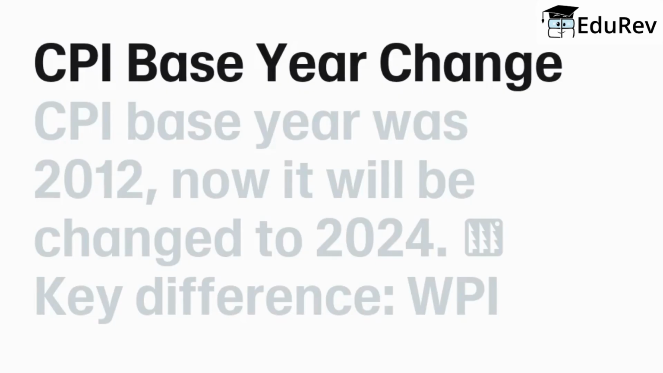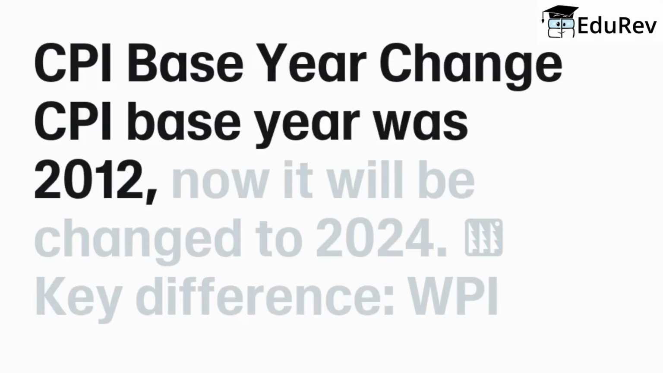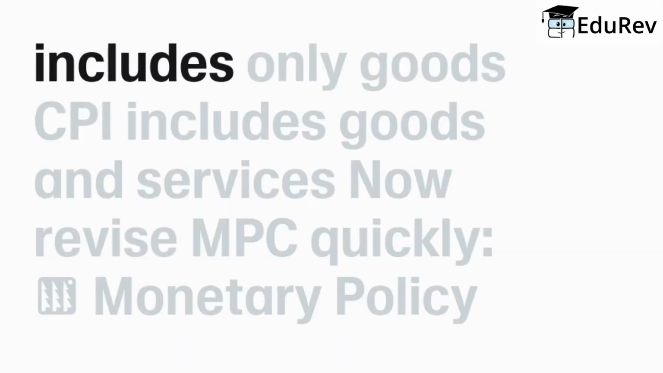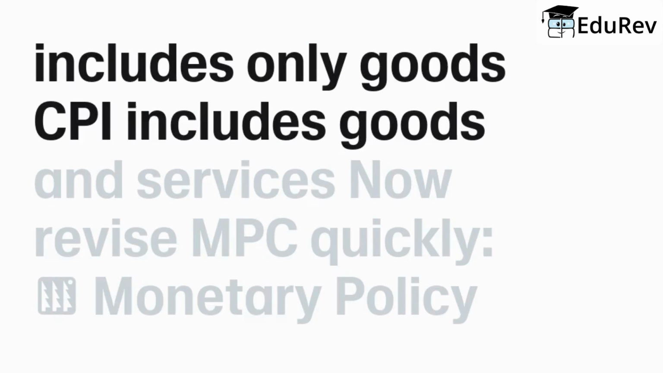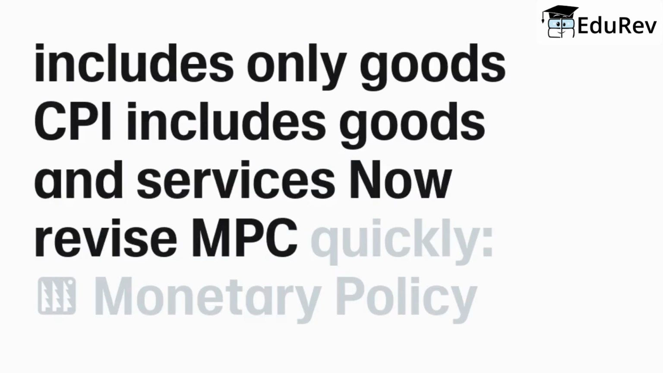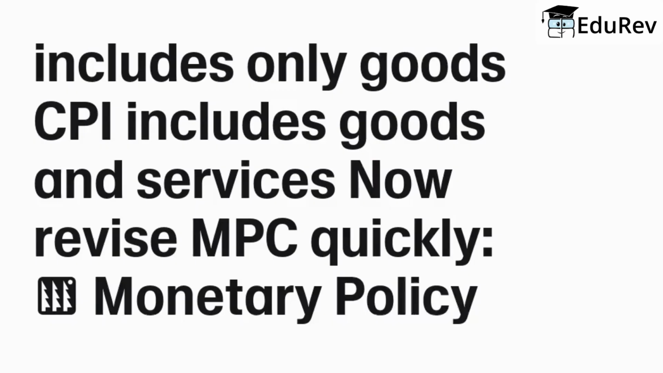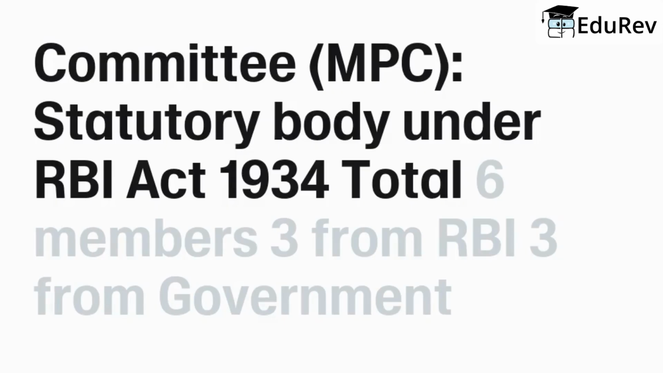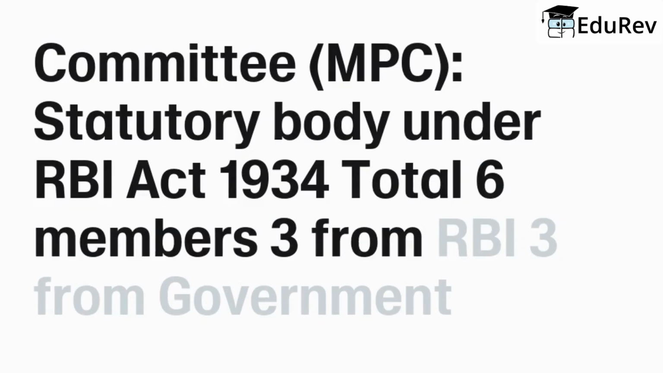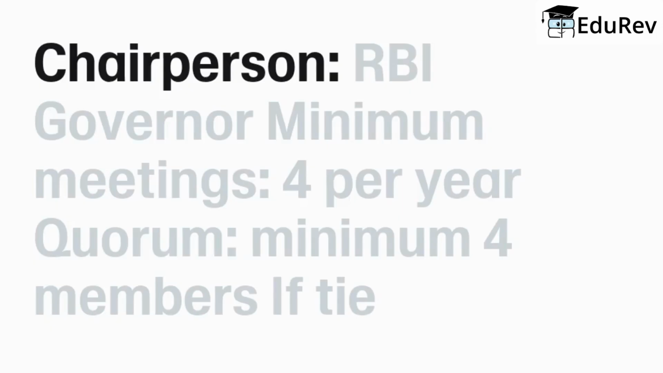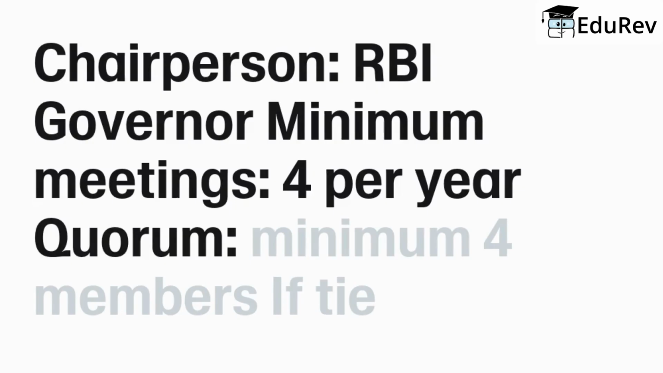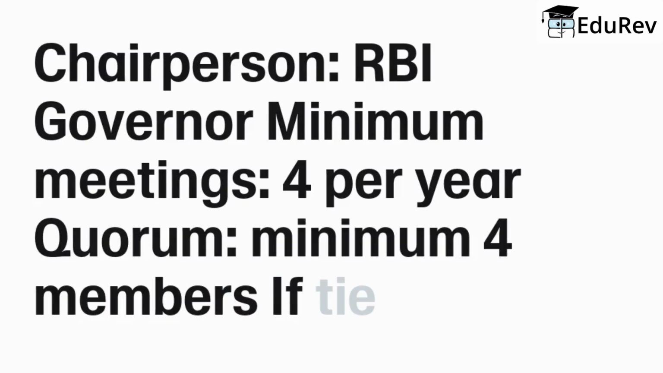CPI base year change. CPI base year was 2012. Now it will be changed to 2024. Key difference: WPI includes only goods, CPI includes goods and services. Now revise MPC quickly. Monetary Policy Committee, statutory body under RBI Act 1934. Total 6 members, 3 from RBI, 3 from government. Chairperson, RBI Governor. Minimum meetings, 4 per year. Quorum, minimum 4 members. If tie happens, Governor has casting vote.